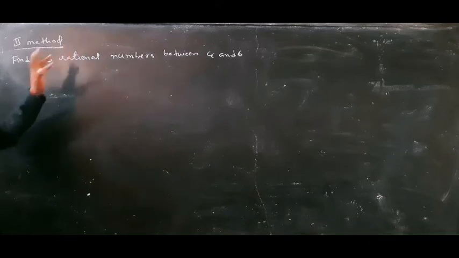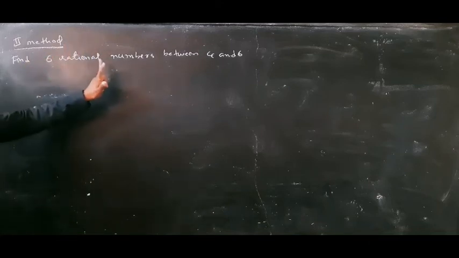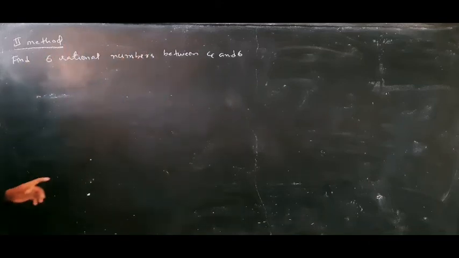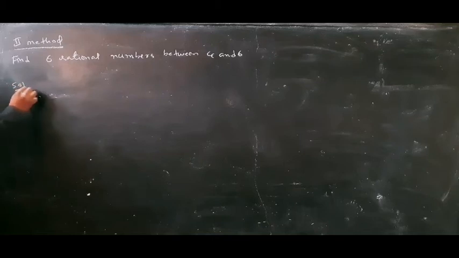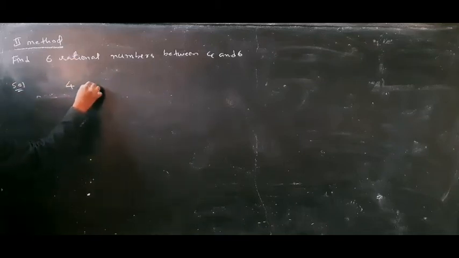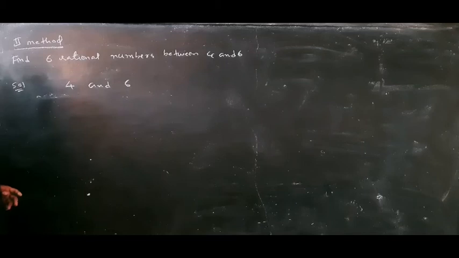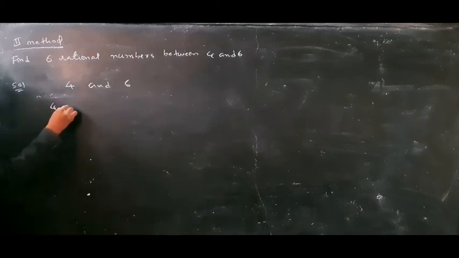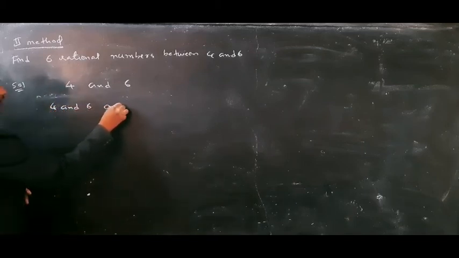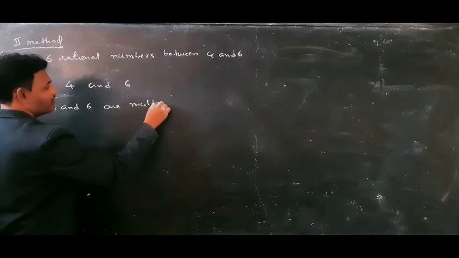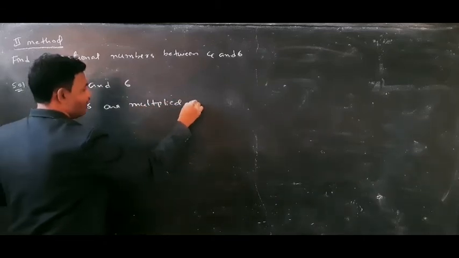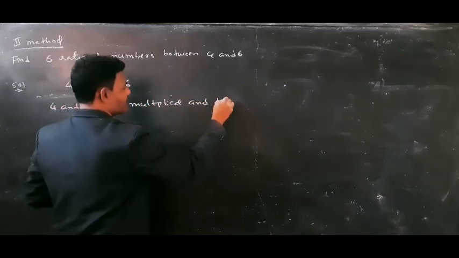The same question I am taking here. Find 6 rational numbers between 4 and 6. Solution. What are the numbers given? 4 and 6. Here 4 and 6 are multiplied and divided.